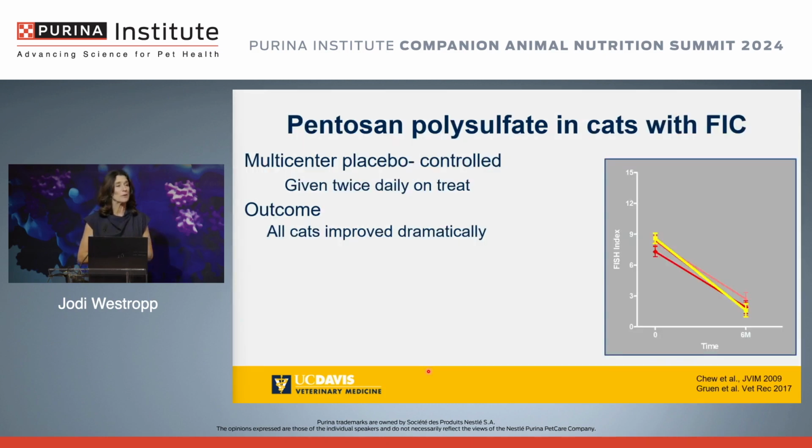So this study I'm showing you here, this is still an abstract. It is not published. But this was the study evaluating pentosan polysulfate in cats. And as you see on the y-axis there, that is the index basically measuring their lower urinary tract signs. And on the x-axis is the time, 0 and 6 months. And you see the 3 different lines there. They gave the cat the glycosaminoglycan replacement, and then you can see all 3 lines went down.